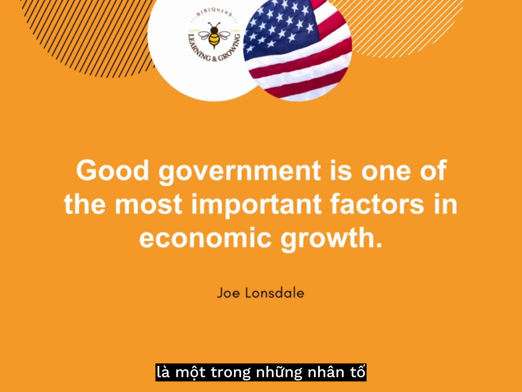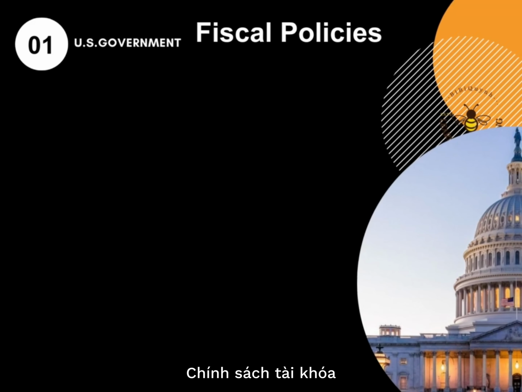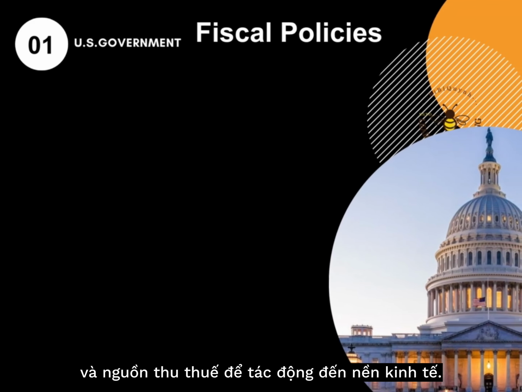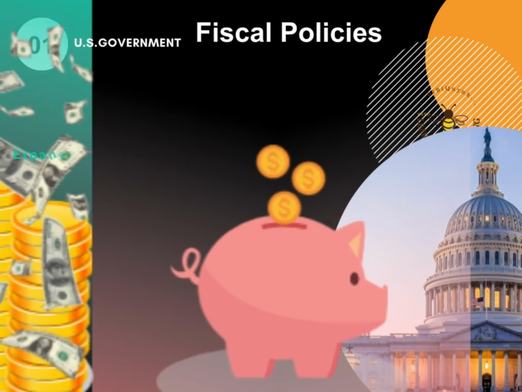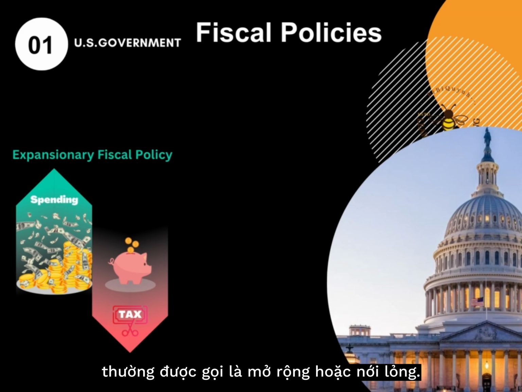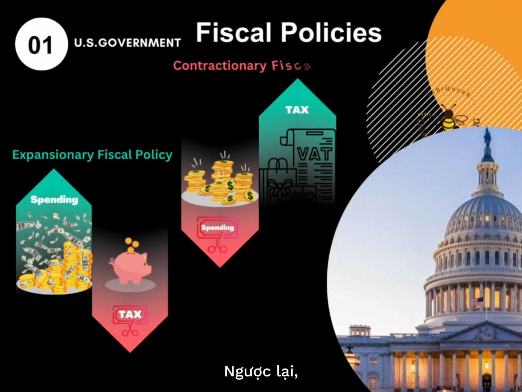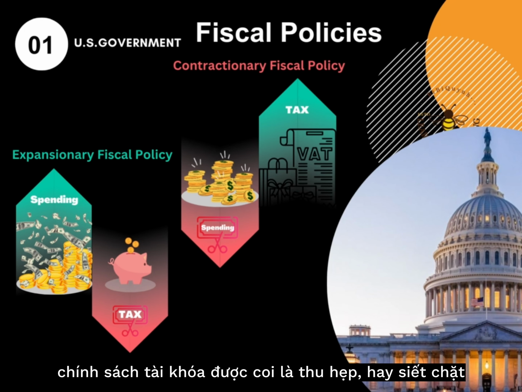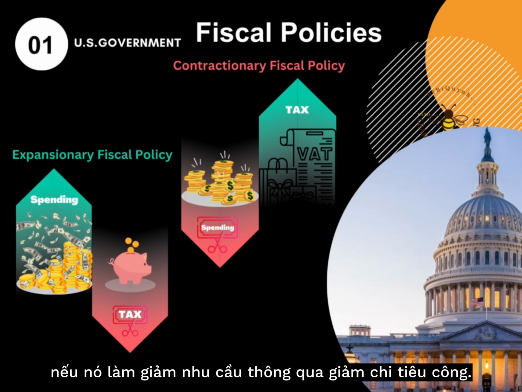Good government is one of the most important factors in economic growth. Fiscal policy is the use of government spending and taxation to influence the economy. Fiscal policy that increases aggregate demand directly through an increase in government spending is typically called expansionary or loose. By contrast, fiscal policy is often considered contractionary or tight if it reduces demand via lower spending.